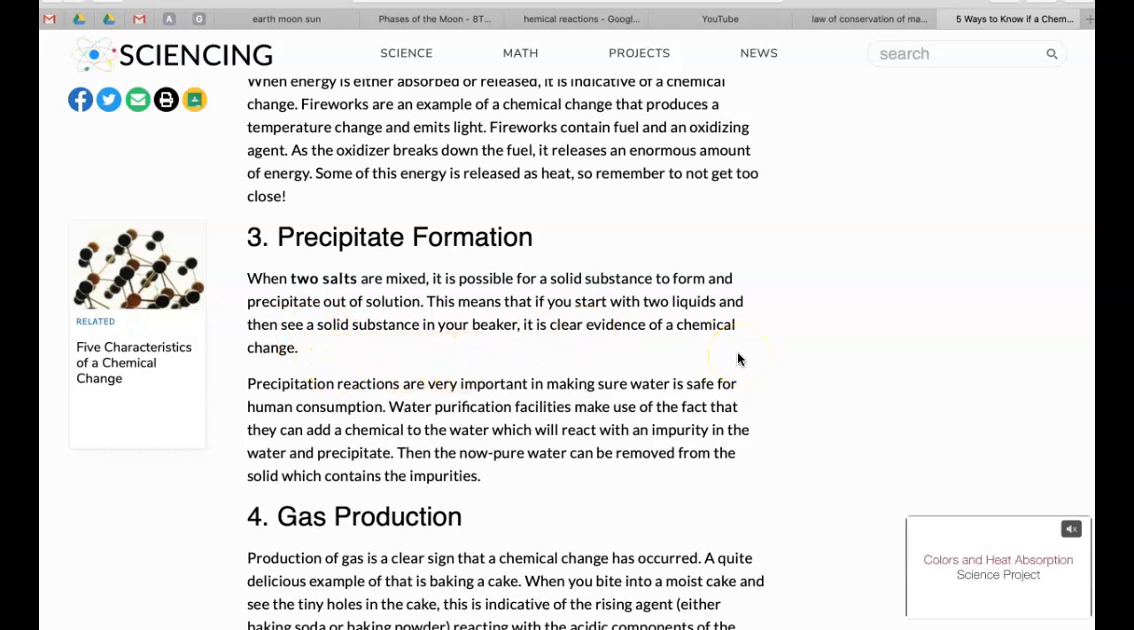Precipitation reactions are very important in making sure water is safe for human consumption. Water purification facilities make use of the fact that they can add a chemical to the water which will react with an impurity in the water and precipitate. Then the now pure water can be removed from the solid which contains the impurities. So that's a bit of a thick concept right there.